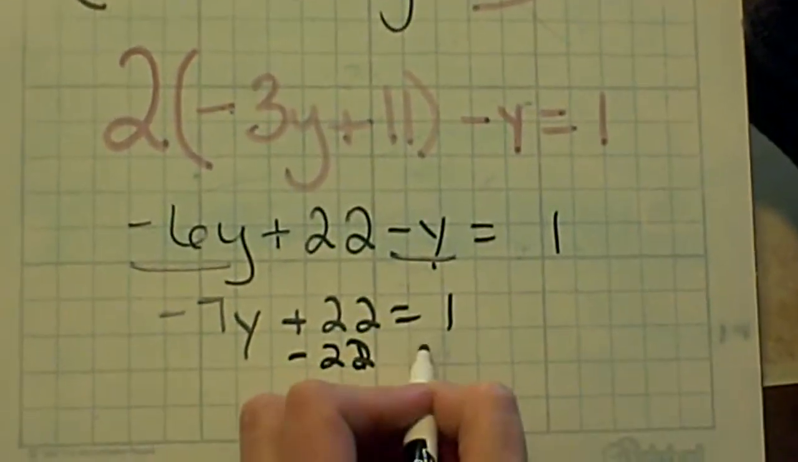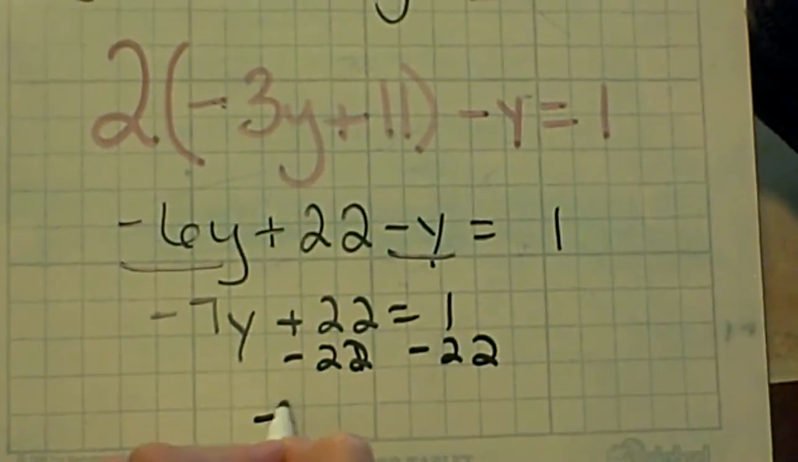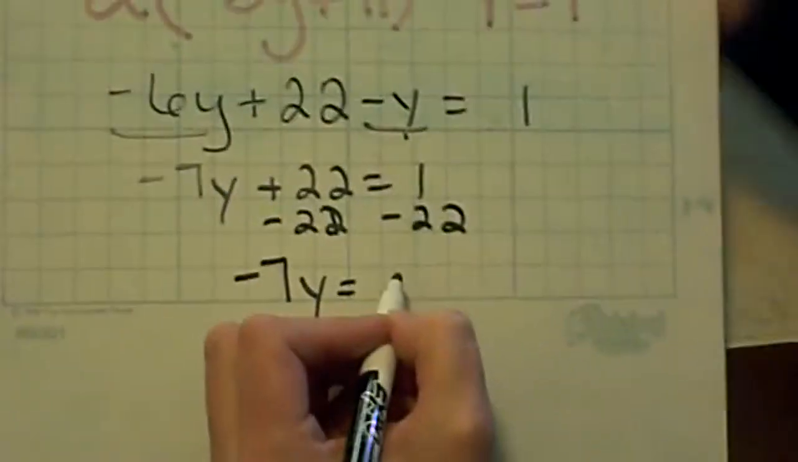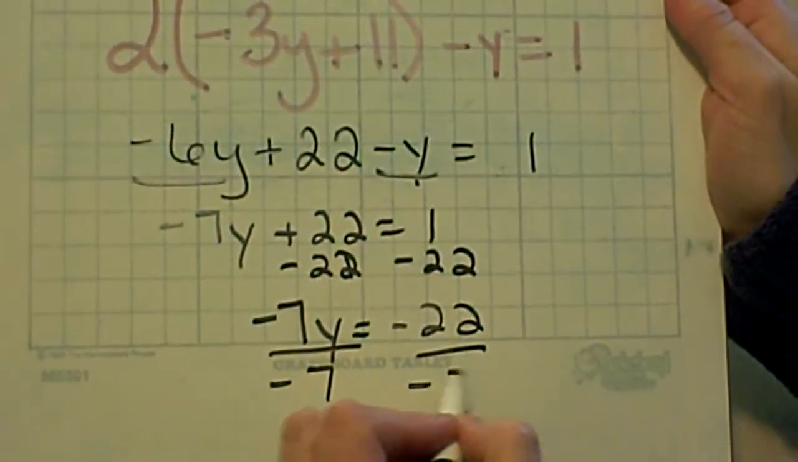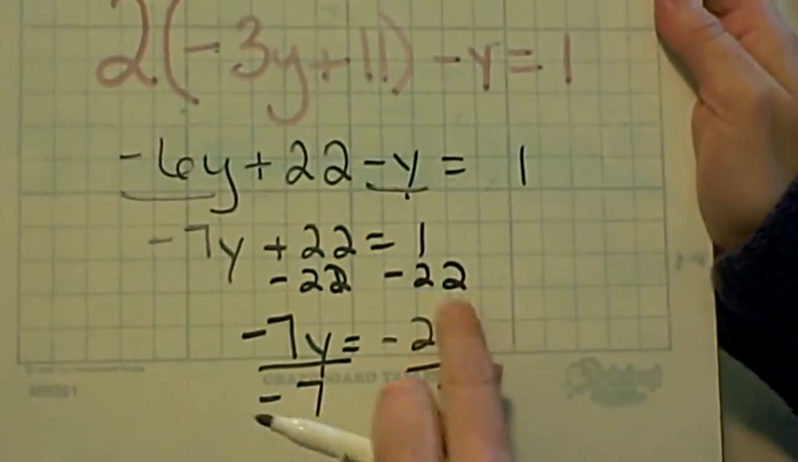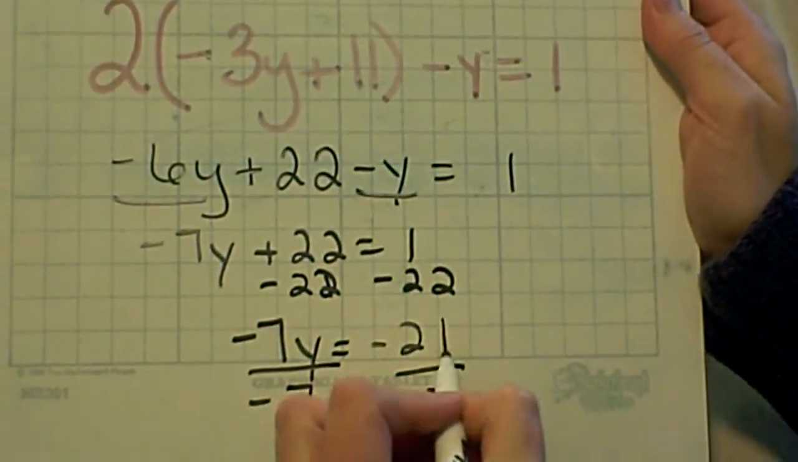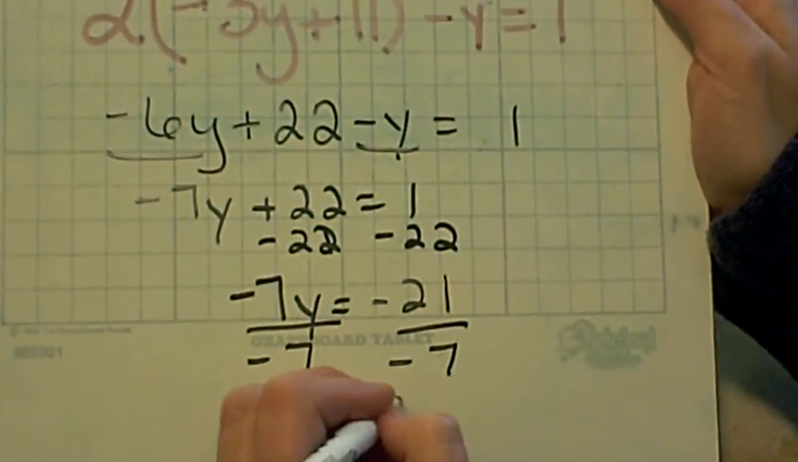Whoops, getting ahead of myself. And we'd get -7y equals -21. Divide by -7, and y would equal 3.